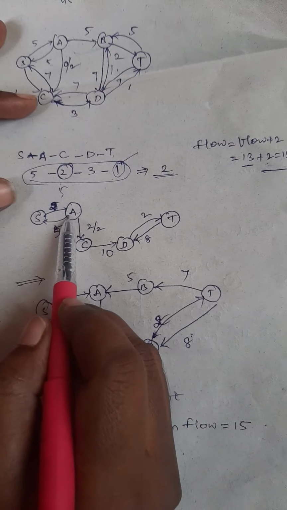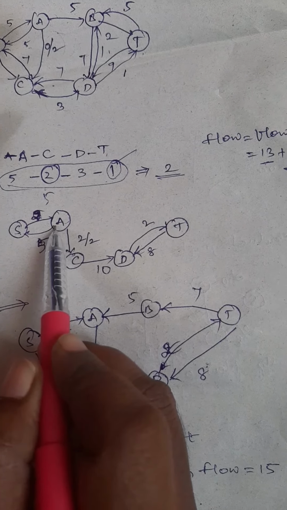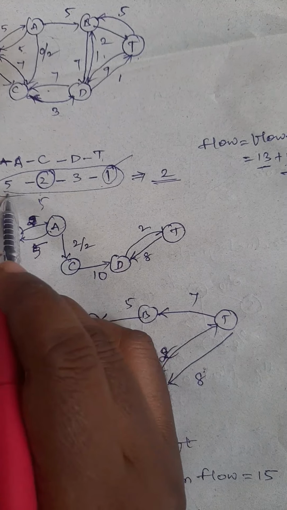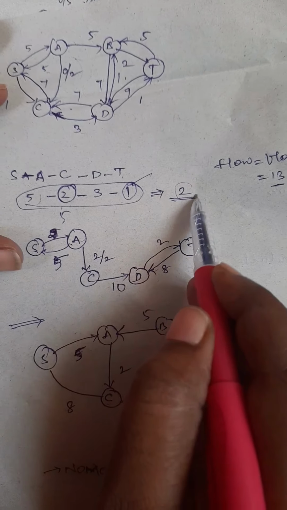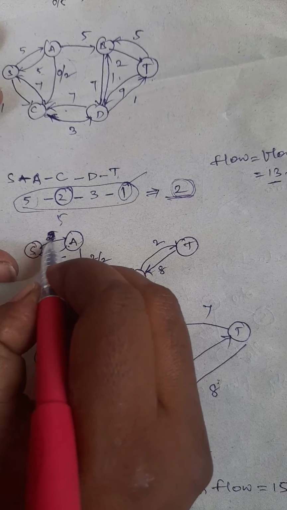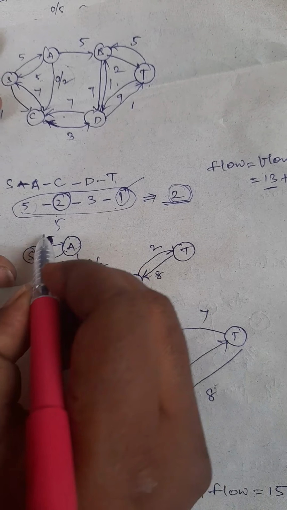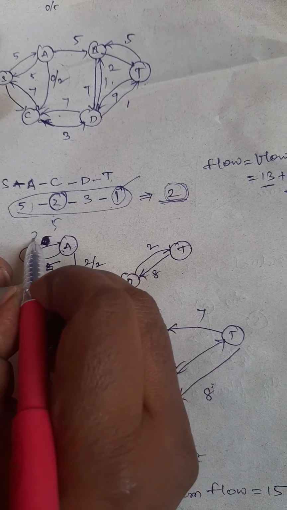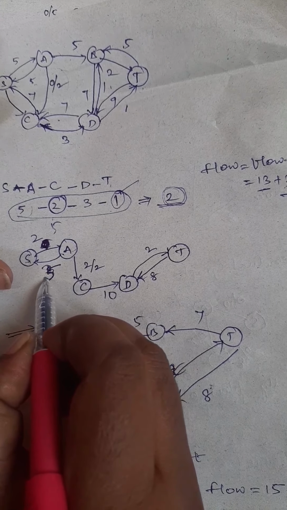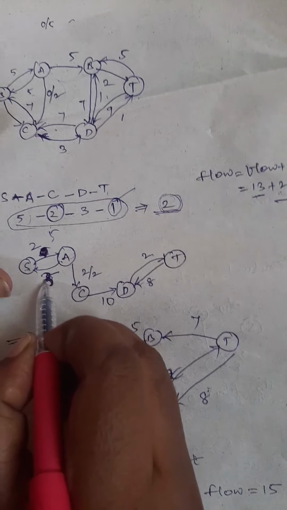Okay, S to A, what is the value? 5. But S to A value is a 5. What is the value given to us? 2. So we will construct S to A is a 2 and A to S is a 3.